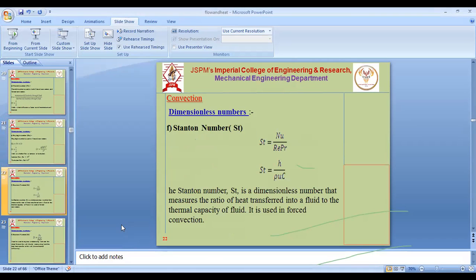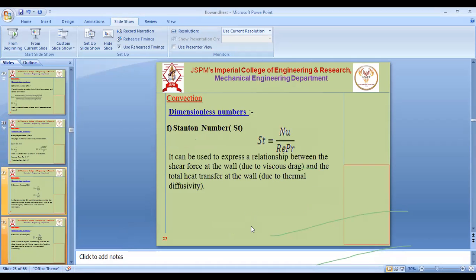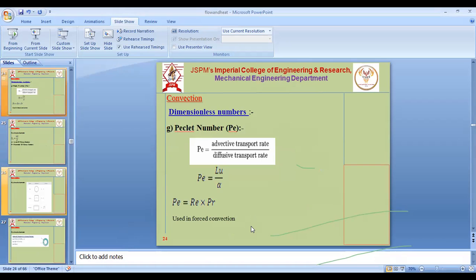Then one more number comes, the Stanton number, which is the Nusselt number divided by the Reynolds number and Prandtl number. Then comes the Peclet number. The Peclet number is the advective transport divided by the diffusive transport. So it is simply the multiplication of the Reynolds number and the Prandtl number. It is used in forced convection.